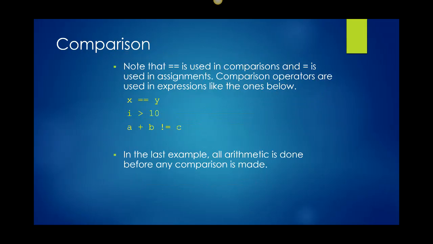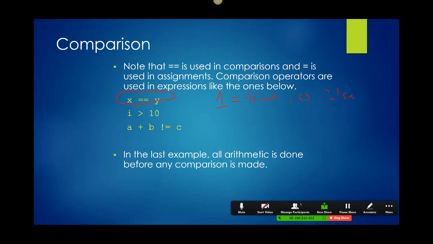So these are examples of expressions. These are not statements, right? So by themselves, they don't do anything. They only make sense if their value is assigned to another variable or if they're used inside an if statement, okay? So what you see here says basically, is X equal to Y or not, okay? In C language, 1 always means true, 0 means false, okay? So this expression evaluates to 1, or non-zero rather, okay? If X is not equal to Y, this expression evaluates to 0.